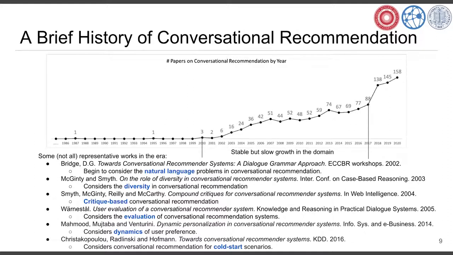During these years, researchers have researched different topics on conversational recommendation. For example, researchers have considered the natural language problems in conversational recommendation. And they have considered the diversity problem in conversational recommendation. Researchers have also proposed critique-based conversational recommendation systems. They have also considered the evaluation of conversational recommendation systems, as well as the dynamics of user preferences. Researchers even considered conversational recommendation for cold-start scenarios.